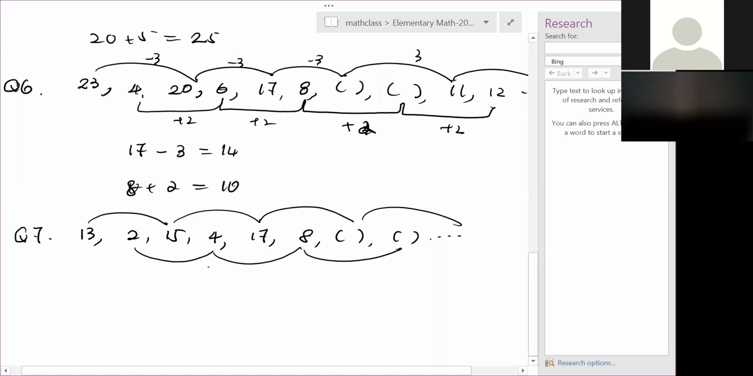So from the one at the bottom here, 2, 4, 8, that means multiplied by 2. And this one is increased by 2, and increased by 2. So the first number is 17 plus 2, it's 19. The second number will be 8 times 2, 16. Easy, right?